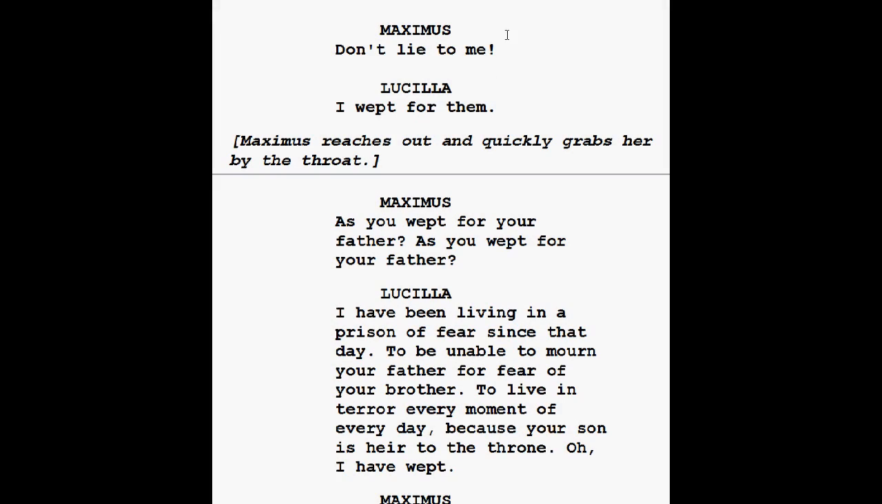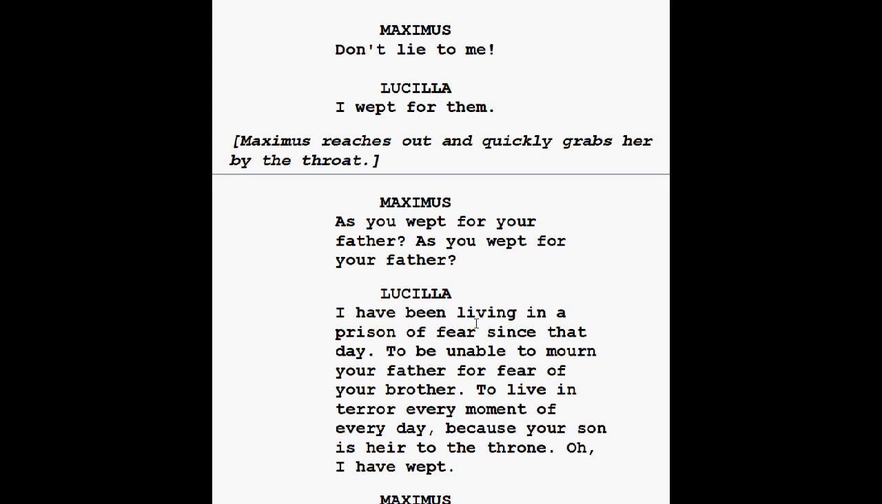Maximus says, "Don't lie to me," which is a nice callback to earlier when she says, "I always knew when you were lying." Now, he grabs her, which escalates things, makes it dangerous. It also shows that she was willing to come within his range because he was actually being held back by chains. So this means she was willing to kind of risk and be vulnerable.